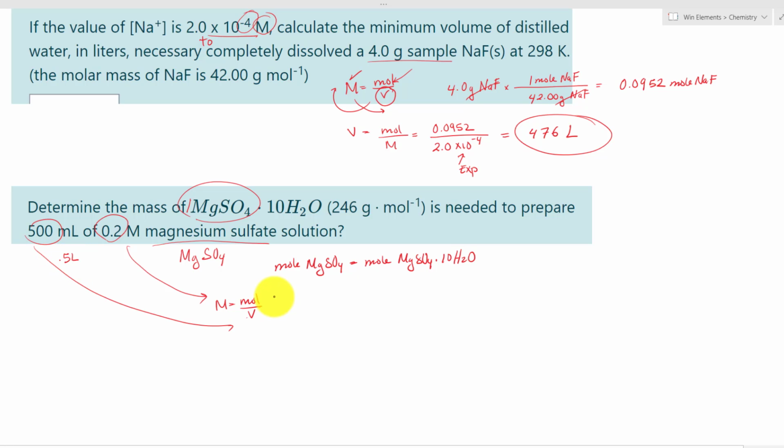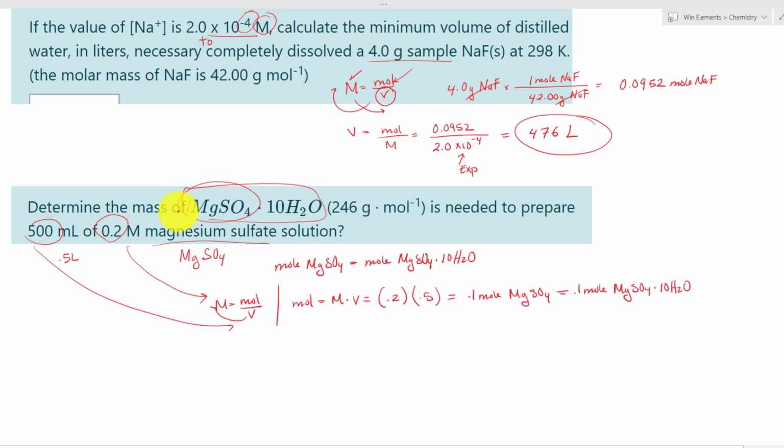So now can we solve for mole? Yes, mole is pretty easy. We bring this over here. So mole is equal to molarity times volume. We know our molarity is 0.2 and we know our volume is 0.5. What is that going to give us? Well, in this case, it's going to give us 0.1. So 0.1 moles of magnesium sulfate, and that is equal to 0.1 moles of magnesium sulfate decahydrate. Isn't that nice? That's the beauty of knowing how to read a chemical formula and look at it in terms of ratio.